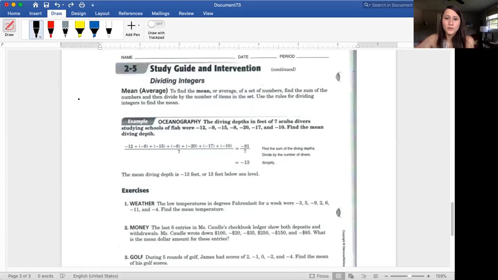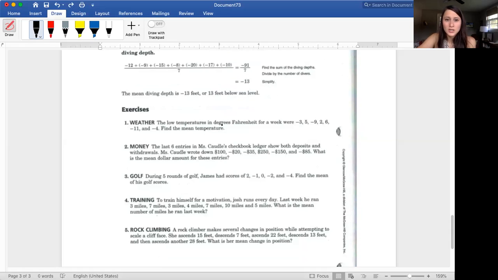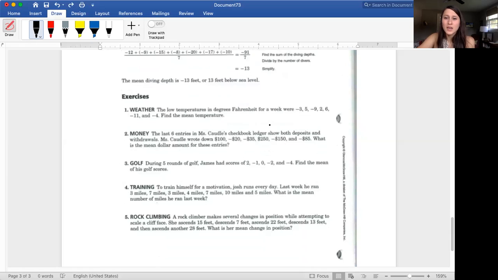So if I were looking for, let's look at number 1, the average of low temperatures in degrees Fahrenheit for 1 week. For example, we've recorded the temperatures every day for 1 week. And this is our list here. First day is -3, then it's 5 degrees, -9 degrees, 2 degrees, 6 degrees, -11 degrees, and -4 degrees. So there's 7 temperatures that we've recorded, and we want to find the average temperature for that week. So we would add up all these amounts and then divide it by the amount of numbers in that set. So there's 7 numbers, we're going to divide it by 7.